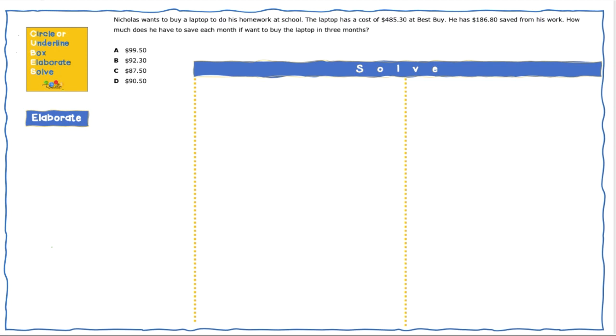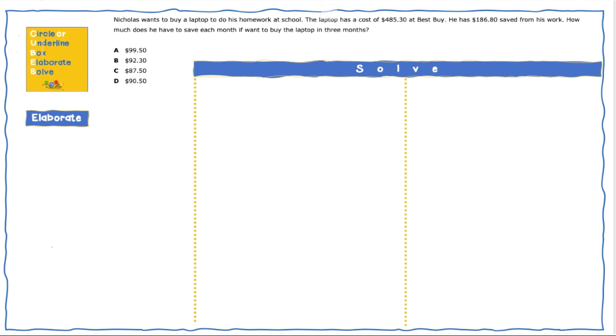Great. Okay, so we're going to use the problem solving strategy we have on the left. We're going to circle or underline important information. In our case, we choose to highlight that important information, which is going to be the numbers and what each number represents. In my first sentence, I see Nicholas wants to buy a laptop to do his homework at school, and I didn't see numbers.